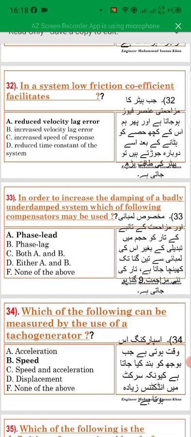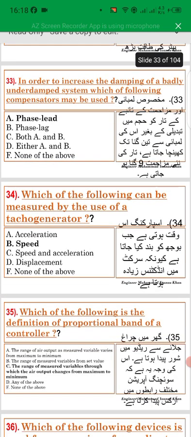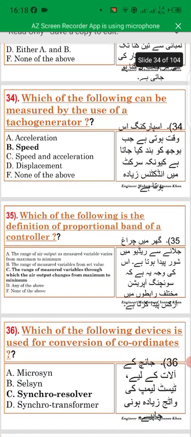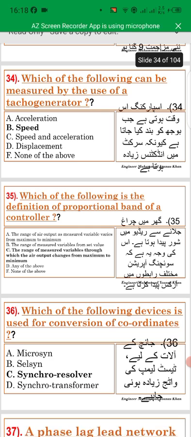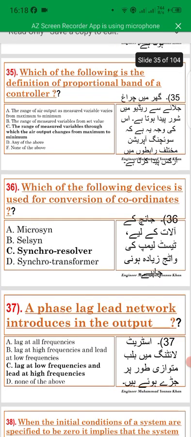In a system, low friction coefficient facilitates reduced velocity lag error. In order to increase the damping of a badly underdamped system, which of the following compensators may be used? Phase lead. Which of the following can be measured by the use of tachogenerator? Speed. Which of the following is the definition of proportional band of a controller? The range of measured variable through which the air output changes from maximum to minimum.